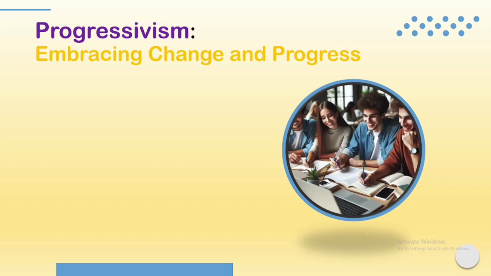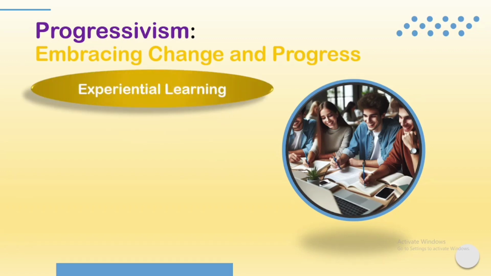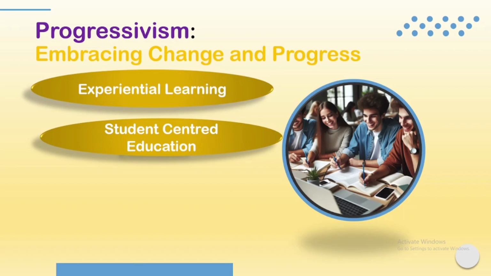Key principles of progressivism include experiential learning. Progressivists advocate for learning through hands-on experiences and real-life situations. The curriculum is often designed to engage students in active learning, problem-solving, and critical thinking. Progressivism places a strong emphasis on the needs and interests of individual students and supports a student-centered approach where education is tailored to the unique abilities, interests, and backgrounds of learners.